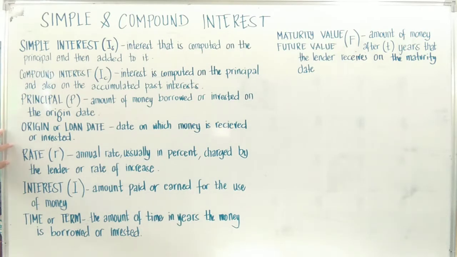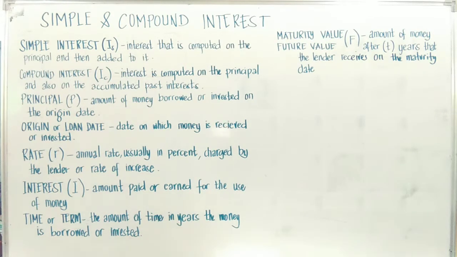Then we have your rate, denoted by small r. It is the annual rate, usually in percent, and is charged by the lender, or if you are the investor, it is the rate of increase of your investment. Then we have your interest, denoted by I. It is a general term, interest. Later on we will distinguish simple and compound interest. Interest is the amount paid or earned for the use of money.